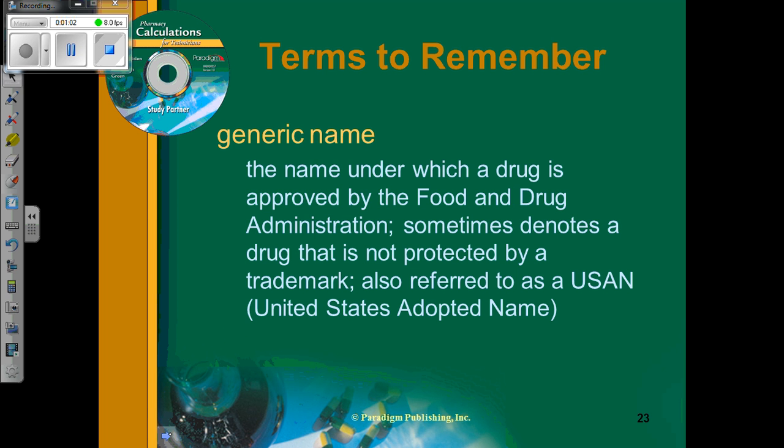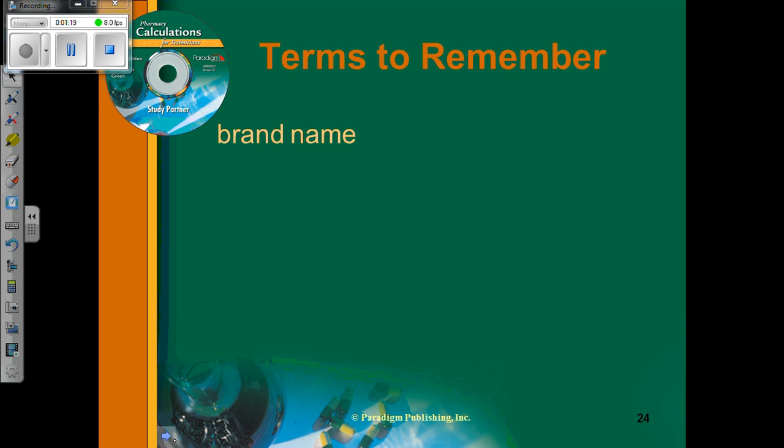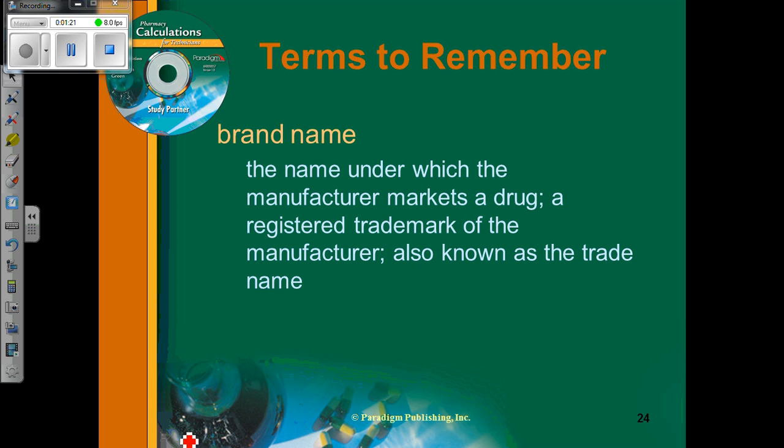And these are just your definitions. Make sure you know those. So the generic name is the name under which a drug was approved by the FDA, sometimes denotes a drug that is not protected by trademark, but also referred to as a United States adopted name. Brand name is the name under which the manufacturer markets a drug. It is a registered trademark of the manufacturer known as a trade name.